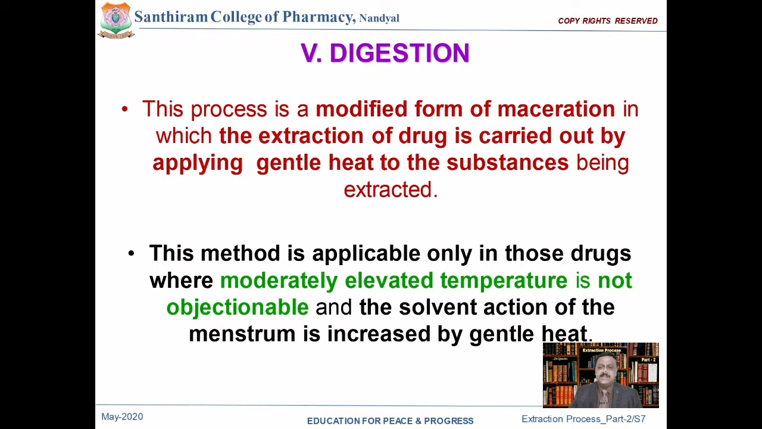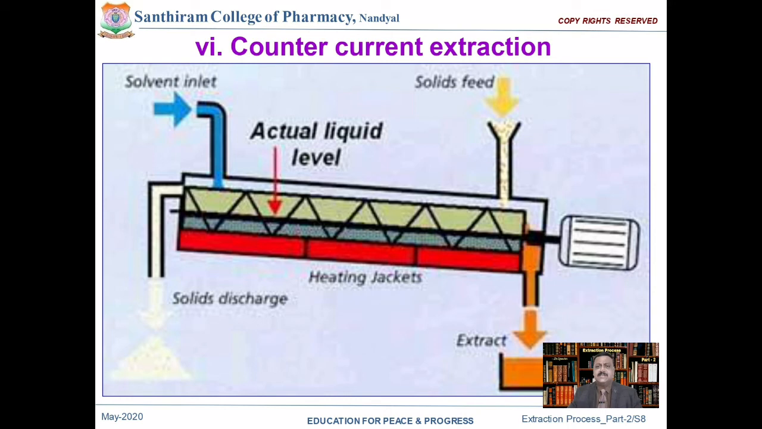And this method is applicable only in those type of drugs where a moderately elevated temperature is not objectionable. That's what I just explained. This method is applicable only to those type of crude drugs where a moderately elevated or gentle temperature is not objectionable, and the solvent action of the menstruum is increased by gentle heat. That is the purpose, we need to heat it gently. And the next type of extraction process is countercurrent extraction.